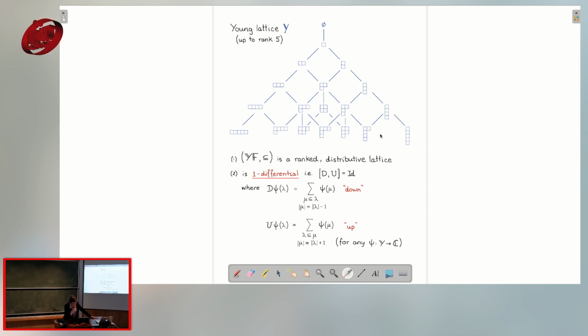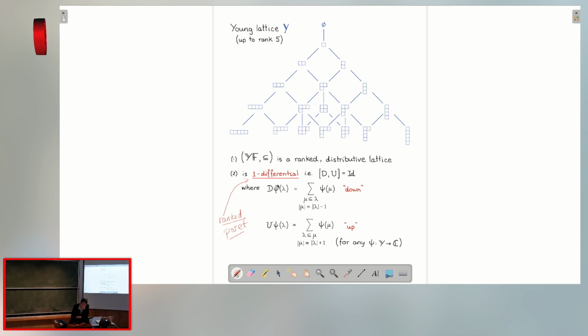And for us, or for me at least, what's important is that it's what's called one differential, which means that it's ranked. So it has these levels. So it's a ranked poset. It doesn't have to be a lattice, so you don't necessarily have to have the meet and join operations.